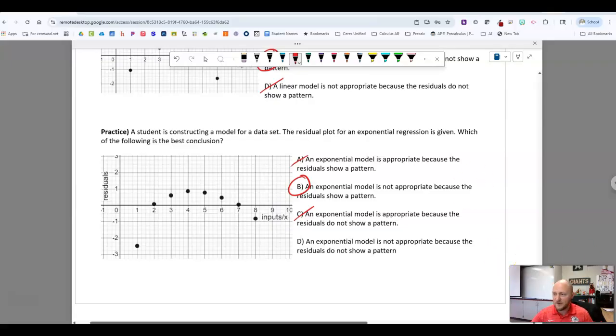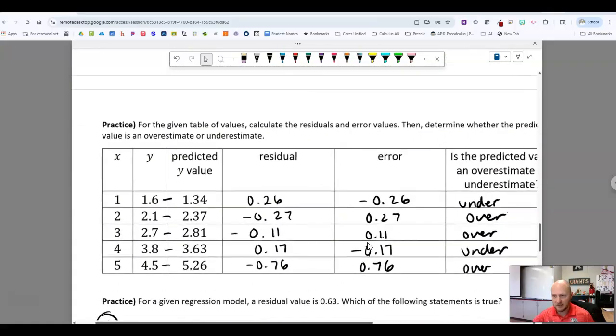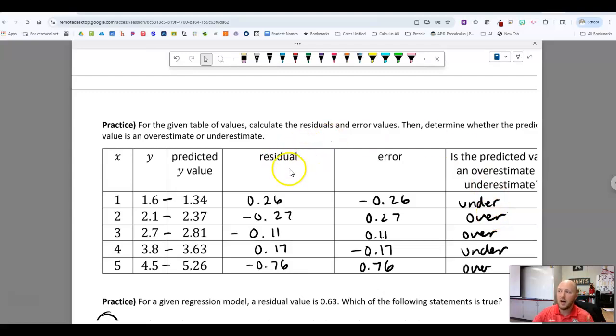All right, in this video, we talked about regression, how to make an exponential regression, and we talked about residuals. Remember, residuals are the difference between your actual data and your predicted data. If your residual is positive, you underestimated. If it's negative, you overestimated. And remember, the opposite of a residual is an error. Remember, residual is actual minus predicted, RAP.